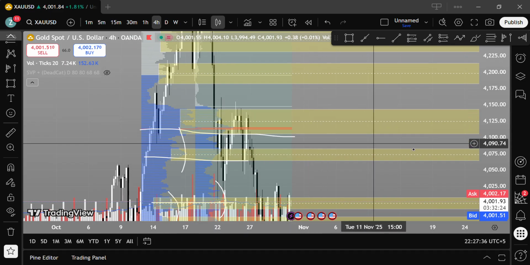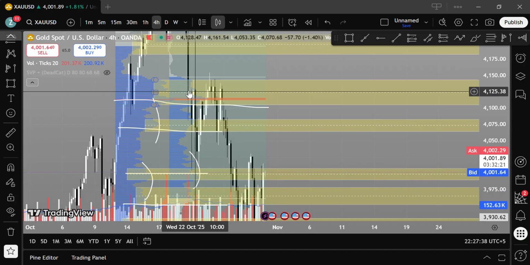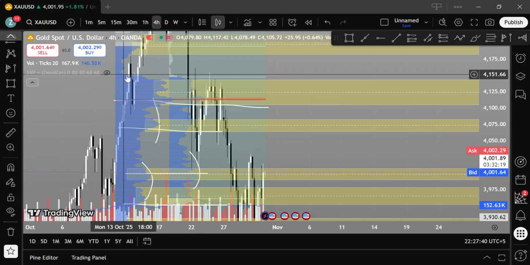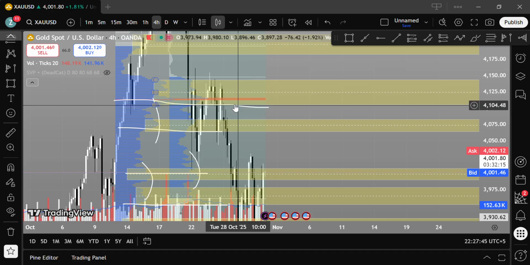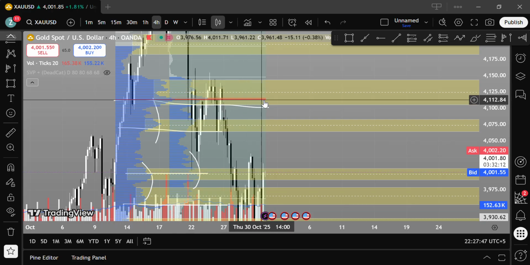So when we go further down below to the point of control value area, we can see both of these areas being counted as the same, but there is just a tick level of difference.